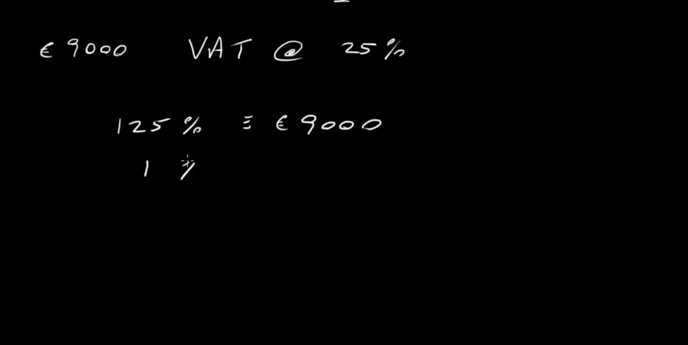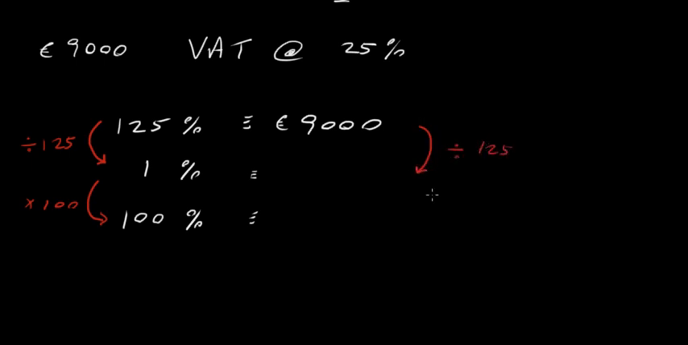We want to go back down to 1% and then back up to 100%. So this would give us the cost of the car before VAT was added. So again, how did we do this? Well, we've got to go from 125 down to 1. So how do we do that? Well, divide 125 by 125. That'll give you 1. Then go up here to 100. How do you go from 1 up to 100? Well, you just multiply by 100. Do exactly the same on this side. Divide by 125 and then multiply by 100. So you do the same on both sides.